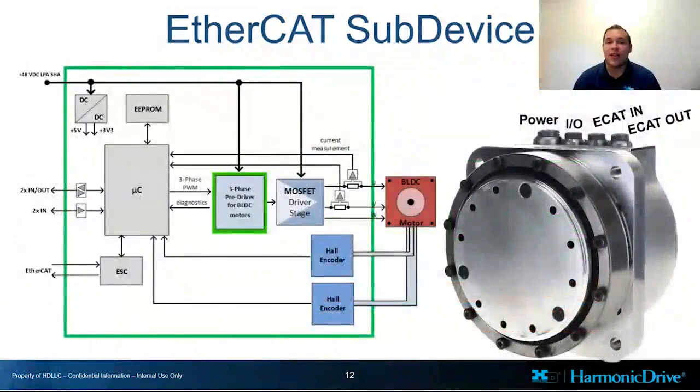So what we have here is a picture of our EtherCAT LPA20 variant, and on this specific diagram we can see our power, our I/O, our EtherCAT in, and our EtherCAT out. So in a general sense, you can see what is going on in the background of the microcontroller. So you have the microcontroller that's connected to your EEPROM, you have it connected to your EtherCAT sub-device controller, and you have it talking to our various encoders and BLDC drivers inside of our actuator.